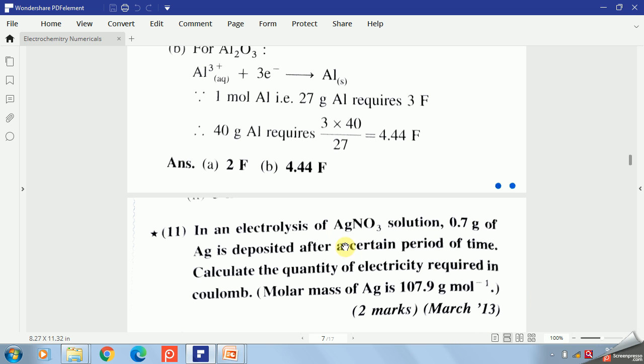Next numerical is, in an electrolysis of AgNO3 solution, 0.7 gram of silver is deposited after a certain period of time. Calculate the quantity of electricity required in Coulomb. Molar mass of silver is 107.9 gram per mole. So this numerical was asked in March 13 for 2 marks. So let us discuss the solution. So what is given? 0.7 gram of Ag is deposited. Then you have to calculate the quantity of electricity required in Coulomb. Molar mass of Ag is given as 107.9 gram per mole.